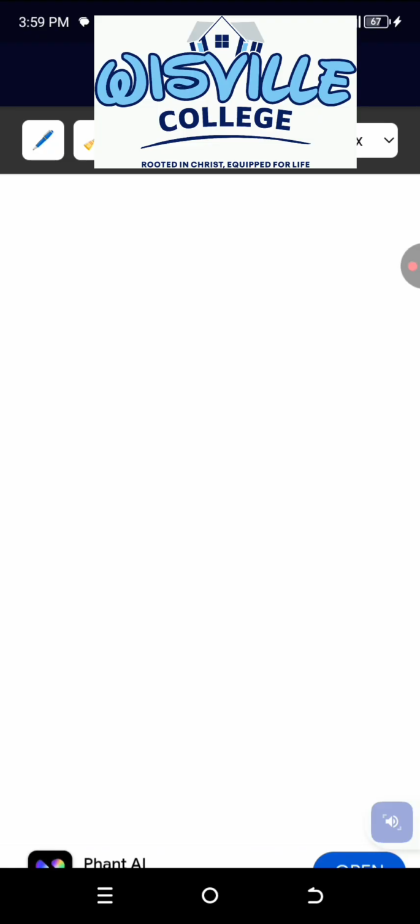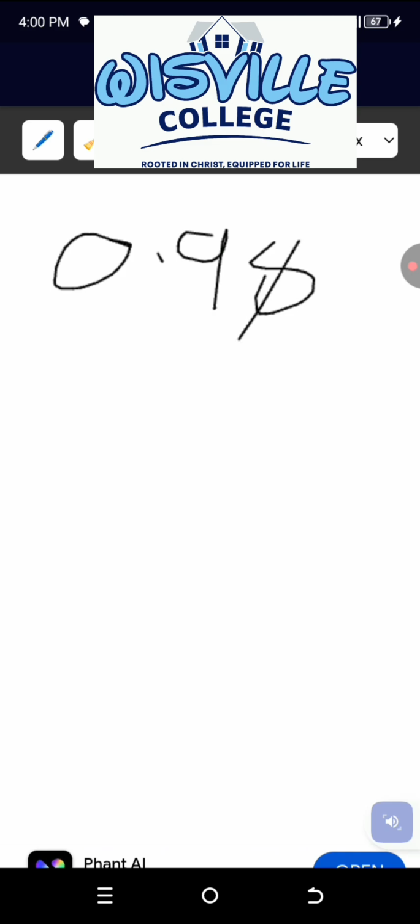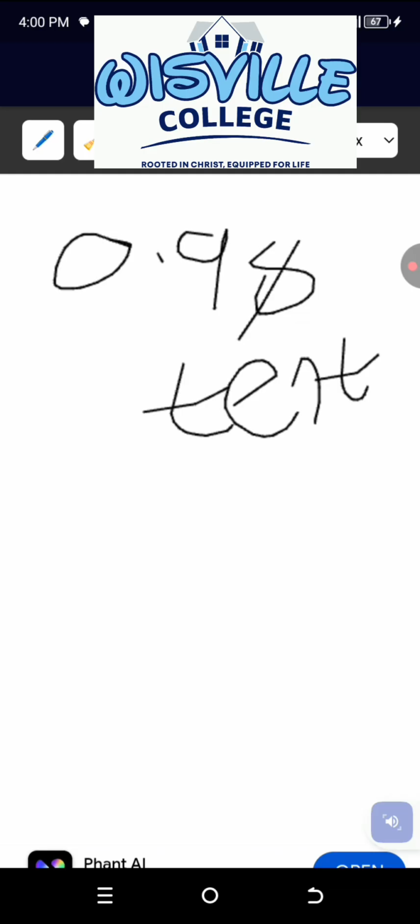If you are to round off, they say round off 0.98 to the nearest tenth, meaning TENTH. What are you supposed to do? It's very simple. Now you check where is the tenth from this decimal number.